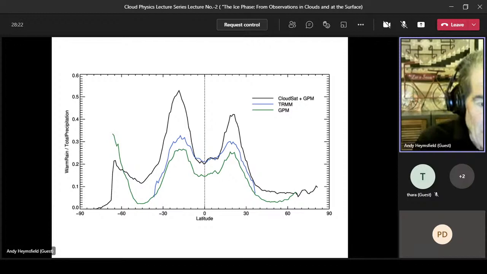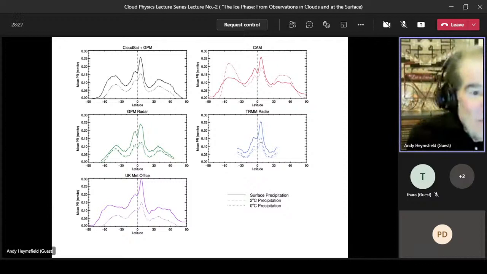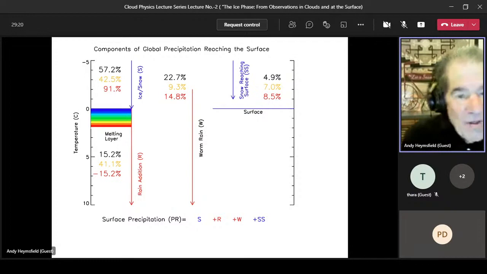And so this shows the mean precipitation rate for the various products. And so CloudSat, GPM, here's the TRMM radar, which only goes up to about 30 north and south. So this is probably the product I would trust the most. And so mean precipitation rates are pretty high. GPM gets almost all of it. And I don't show CloudSat here, but the CAM model shows kind of a similar pattern. And I'll get to that in a minute. And the UK Met Office model has a little bit higher values, but similar shape. So this is a summary of what I found.